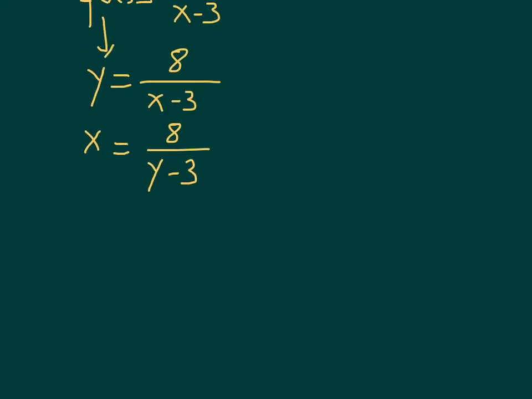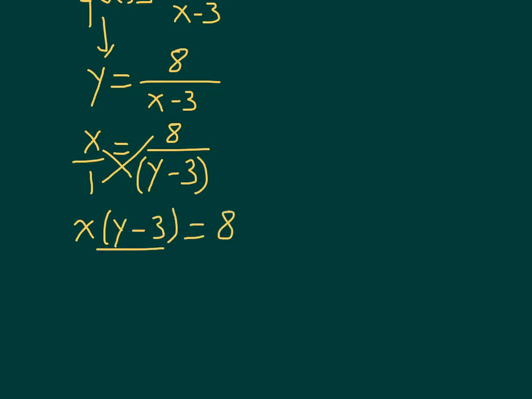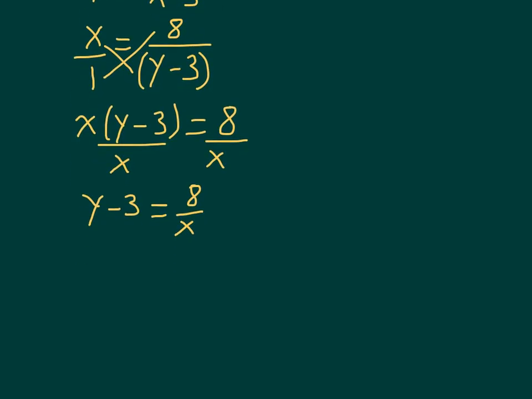To solve for y, I'm going to put this over 1. I'm going to put these in parentheses. I'm going to cross multiply: x times the quantity y minus 3 equal to 8. We're solving for y. I'm going to divide both sides by x. And that gives me y minus 3 equal 8 over x. Add 3 to both sides. And that means y equal 8 over x plus 3.